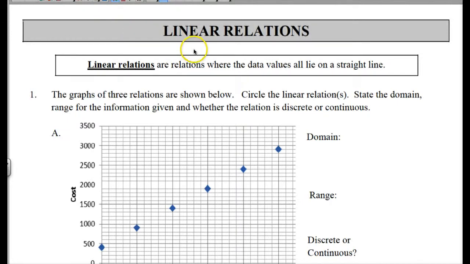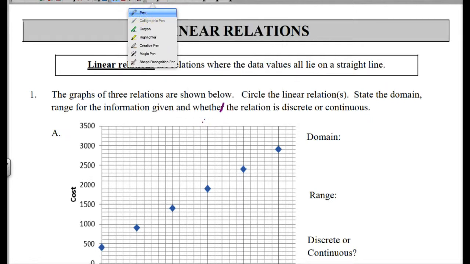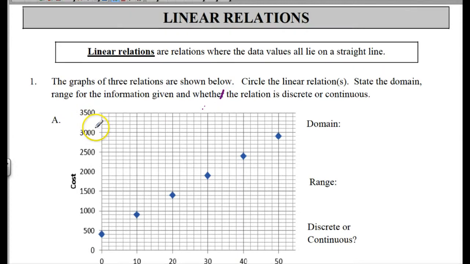Linear relations. Linear relations are relations where the data values all lie on a straight line. The graphs of three relations are shown below. Circle the linear relations, he says, drawing. I want a thin line. Circle the linear relations. Well, this one looks linear.